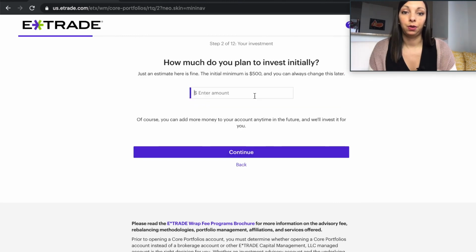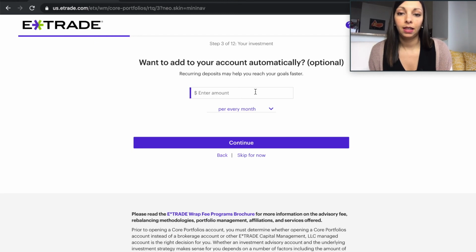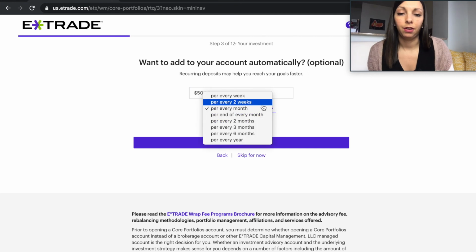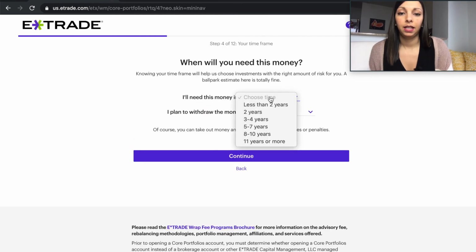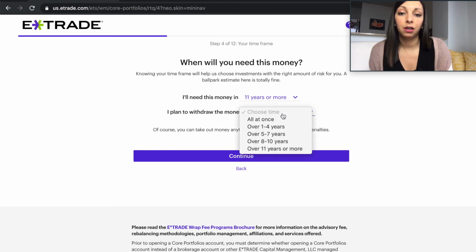How much do you plan to invest? Let's say you're going to do the minimum and start with 500. And let's say every month you want to put in, say, $50 every 2 weeks. I need this money in 11 years or more. I'm gonna invest for the long term, and then I will withdraw it over time.